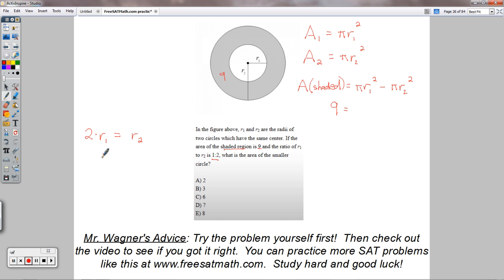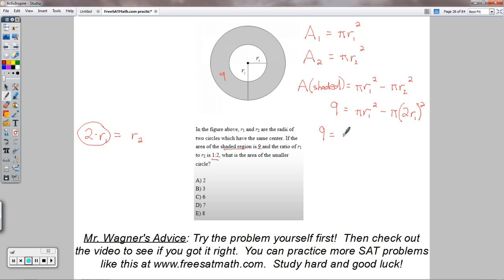When I substitute this into the equation, I'm going to keep R1 and substitute 2 R1 in place of R2, since it's twice as big. That way I have just one variable, which is what I'm trying to do here. So I have pi times 2 R1, which is the same as R2. Anyway, from there, what do we got?